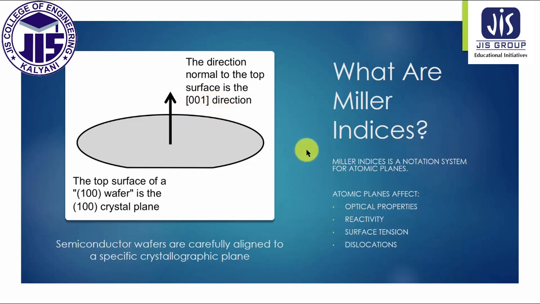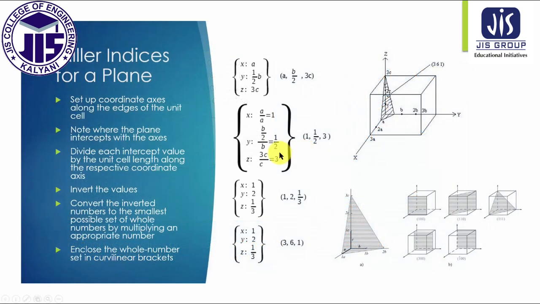Then how do we get these Miller indices numbers? Here is a procedure for a crystallographic plane. In the next slide, we will talk about the procedure for a direction. We follow a very simple step-by-step procedure to get the Miller indices for a plane within a single crystal. First, we need a coordinate system, so we set up coordinate axes along the edges of the unit cell. In this simple cubic cell, it's the x, y, z axis.